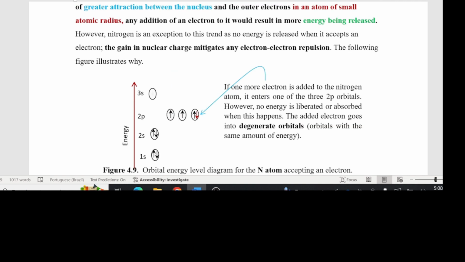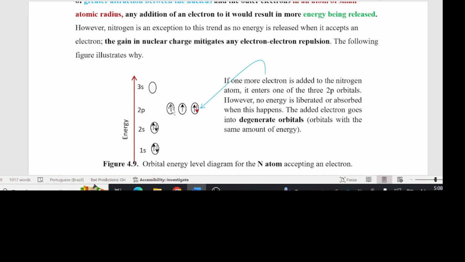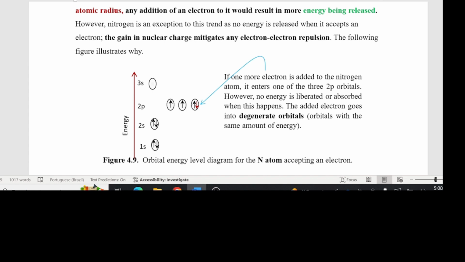No energy is released, nor energy absorbed, when you add an electron to nitrogen. So nitrogen is this, 7 electrons here. But the only plausible explanation that I can give is this. Because this one electron comes inside here, it causes more electron-electron repulsion. But again, the nuclear charge mitigates any electron-electron repulsion there. So it's that balancing-off effect. That could be a plausible explanation as to why, when you add an electron to an atom of nitrogen, there's 0 change in energy. So I hope you understand that, okay?